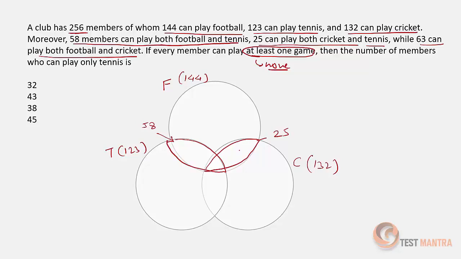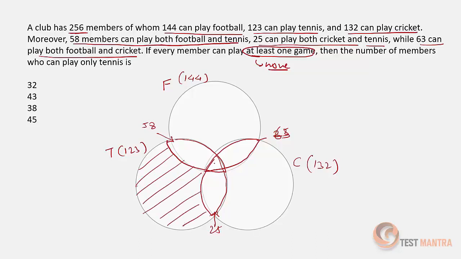Football is 63, and they're talking about this part, cricket and tennis, which is 25. So these are the figures available. Then the number of members who can play only tennis, so tennis alone, is this part. My requirement is to find out this.